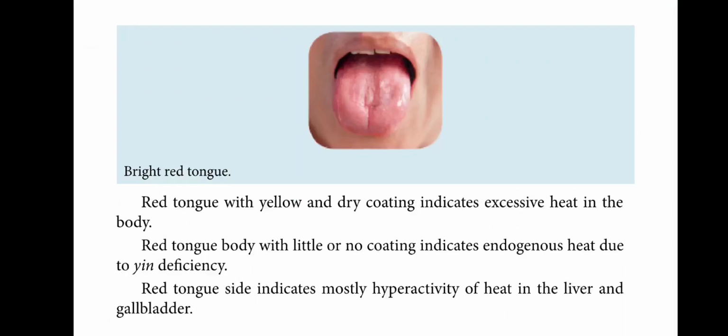Red tongue with yellow and dry coating indicates excessive heat in the body. Red tongue body with little or no coating indicates endogenous heat due to yin deficiency. Red tongue side indicates mostly hyperactivity of heat in the liver and gallbladder.